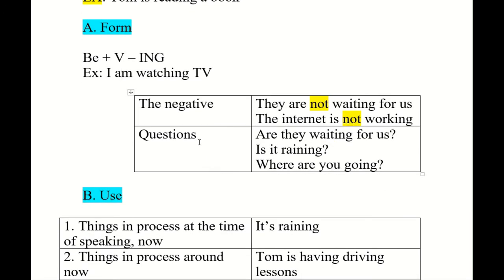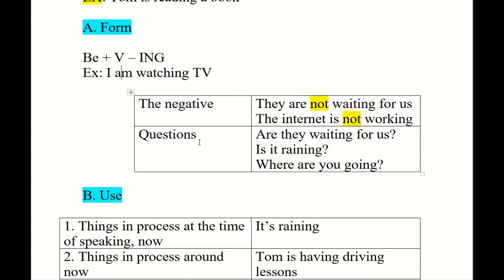Okay, and now look at the negative form. You have negative form here. They are not waiting for us. The internet is not working. So you have to remember in the negative form, you have to put not between to be and verb in. They are not waiting for us. The internet is not working.